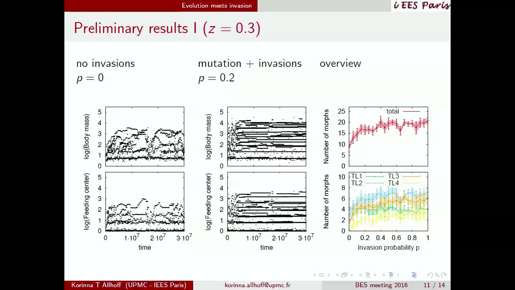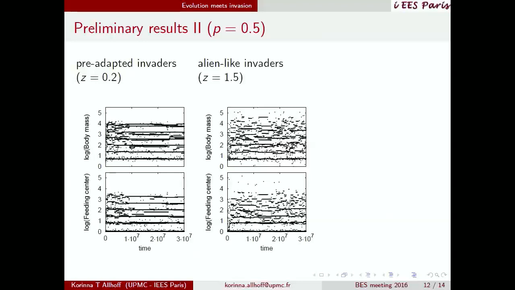Now we do the opposite. So now we fix the P value and we play around with the Z value. So now every 2nd new node is an invader. And here the invaders are quite pre-adapted. They come from a similar place. And here they come from a place very far away. They're really strange. And again, you see this is different. There's more fluctuation in there. So it seems that these strange invaders, they cause more damage. There's just more turnover in there. And that's what we see here.